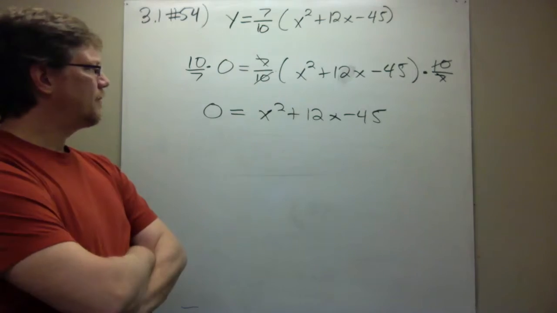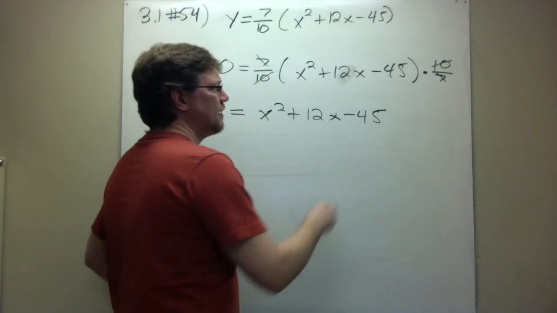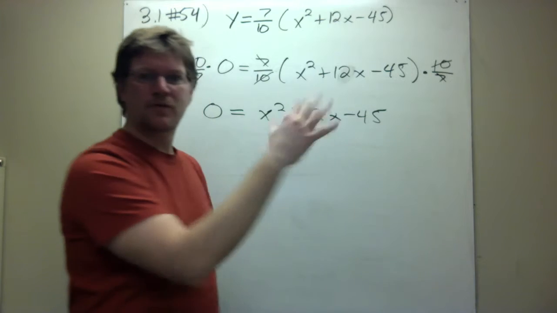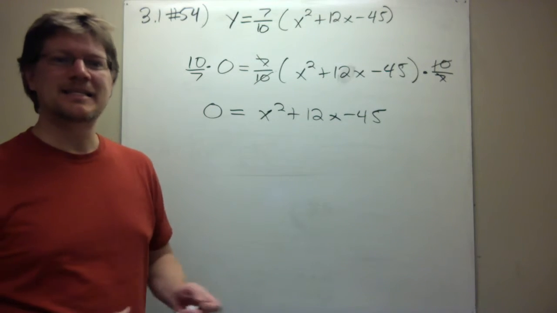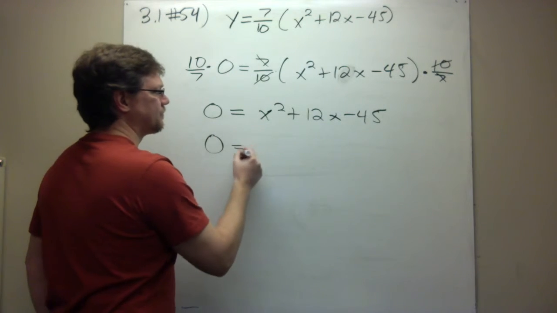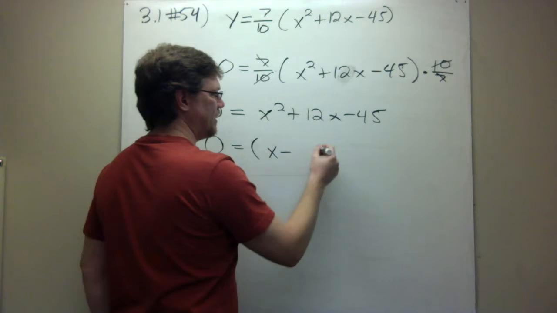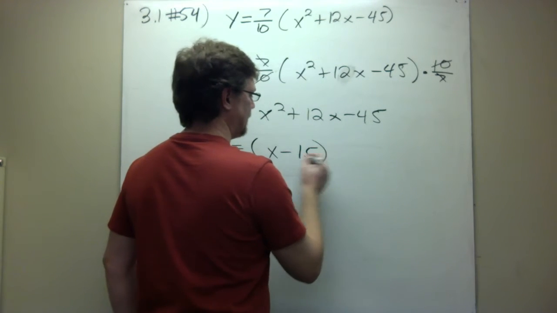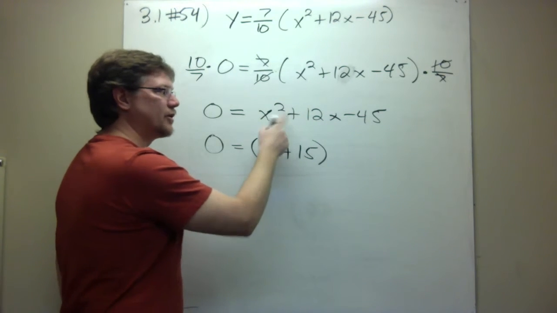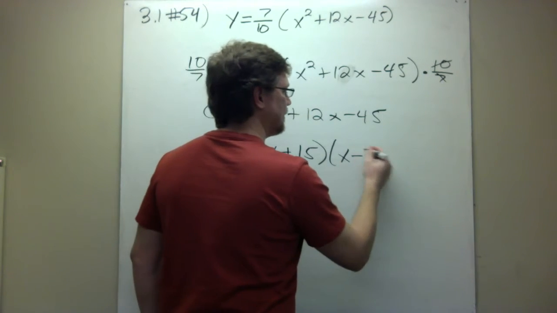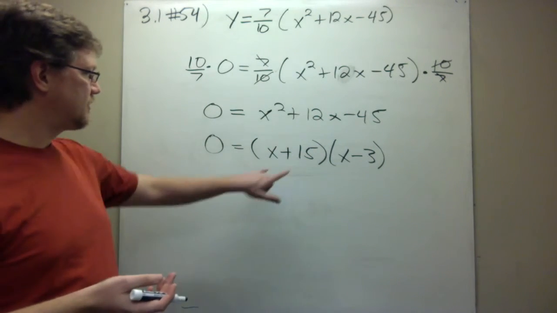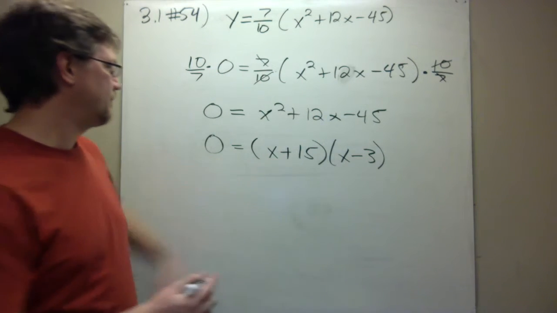15 and 3, well, that probably will get us there because this negative sign means that one of them is a positive and one of them is a negative. 15 minus 3 is indeed 12. So this thing can be factored at that point. So we're going to get x plus 15, right? The larger one has to be positive. They're opposite sign. The larger one has to be positive. x minus 3. Okay? So my x-intercepts are when this is 0.